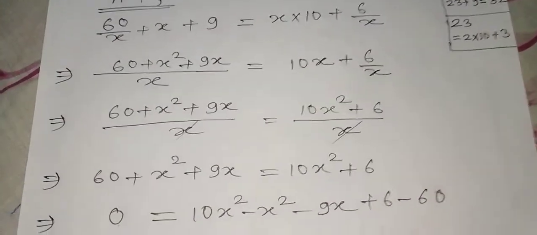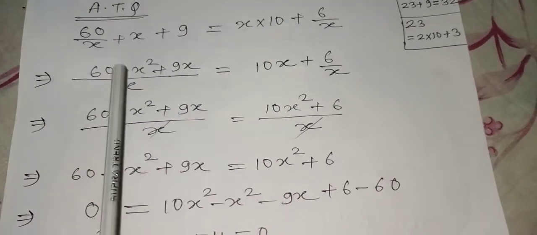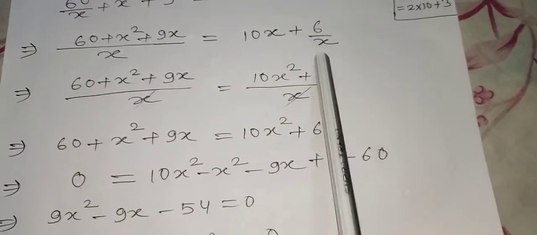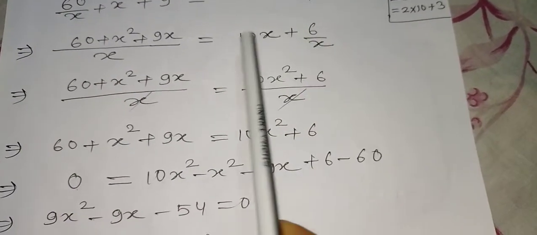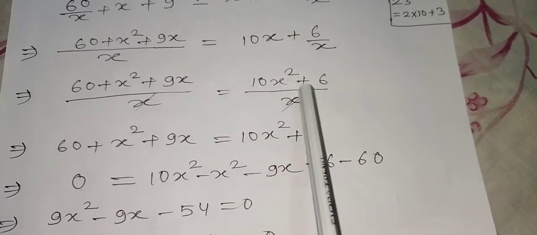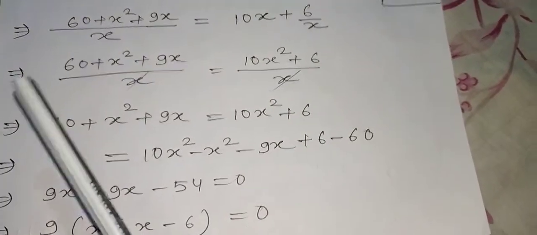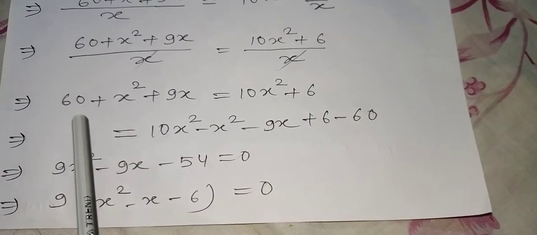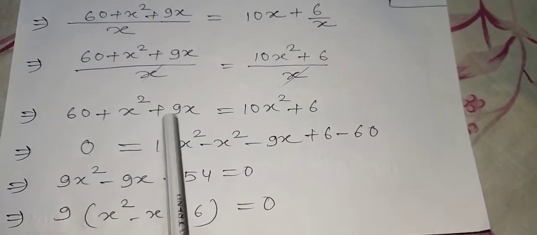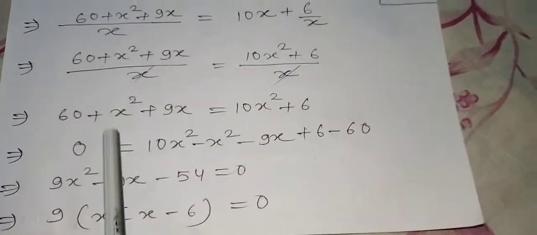Next, children, now you can see here the same thing I wrote. Here again I did x LCM, then x into 10x, 10x square plus 6. Now x on the denominator, a single number can be cancelled. Now the remaining numbers we will write: 60 plus x square plus 9x equal to 10x square plus 6. So the remaining numbers I wrote.